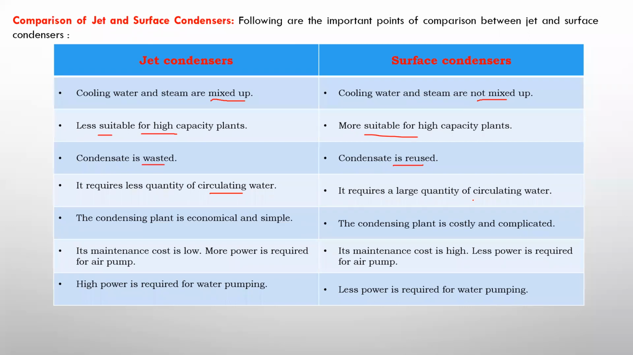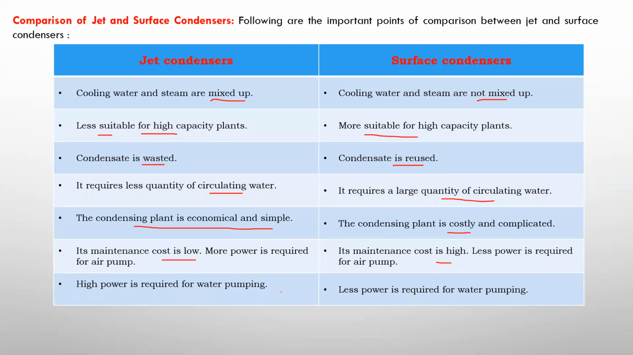The separation in the form of what? A pipe. A pipe has lesser thermal conductivity. When we mix two fluids directly, a faster rate of cooling occurs, plus at the same time a large amount of cooling water is required. In this case, the condenser plant is economical and simple in design. In this case, the surface condensers are complicated in design, and the maintenance cost is very low.